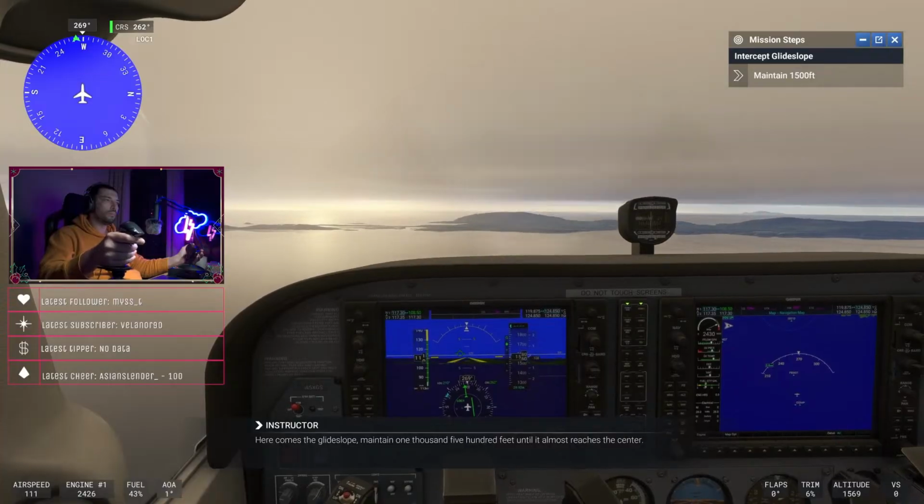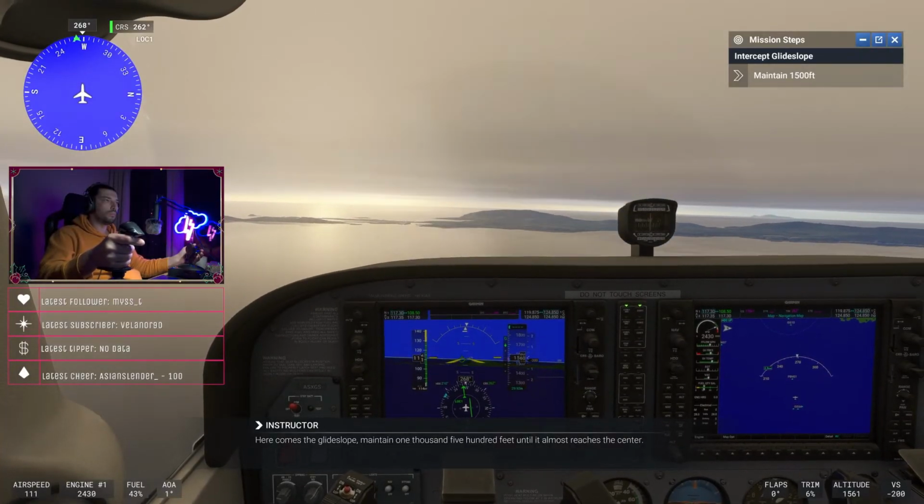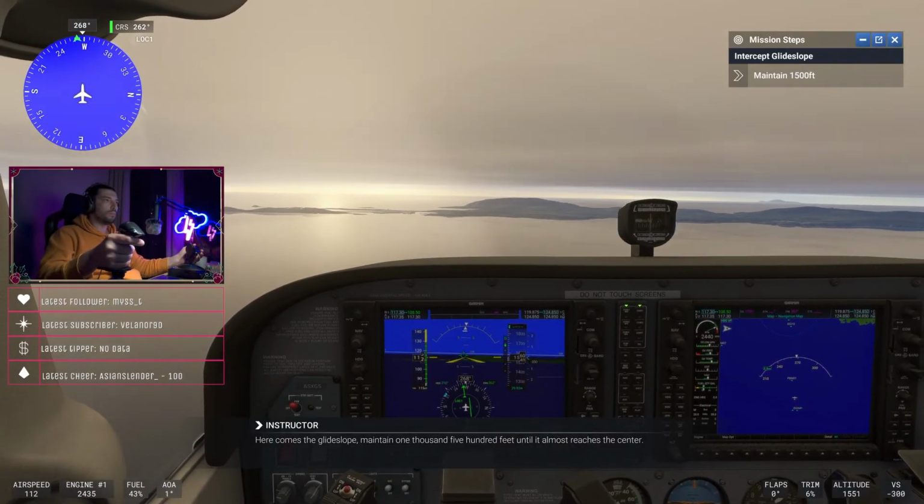Here comes the glide slope. Maintain 1,500 feet until it almost reaches the center.